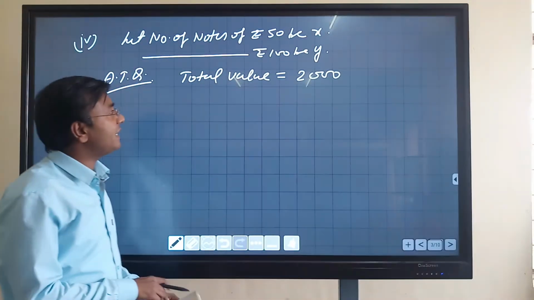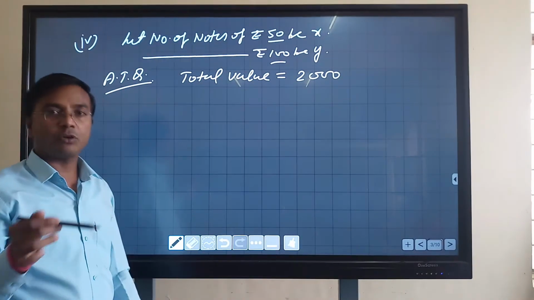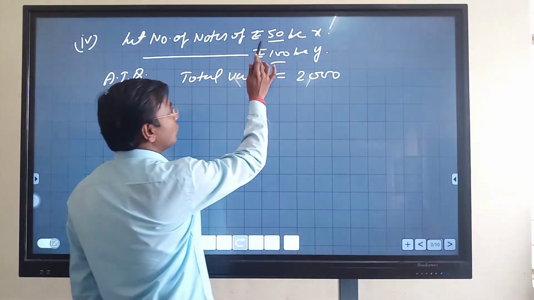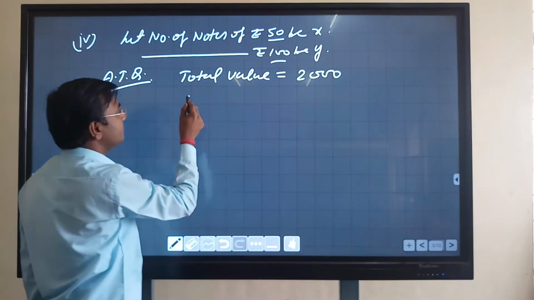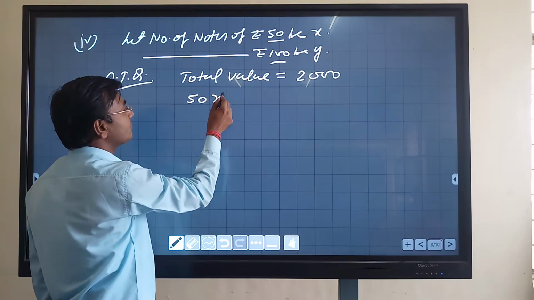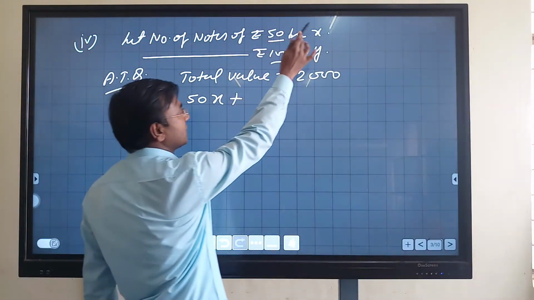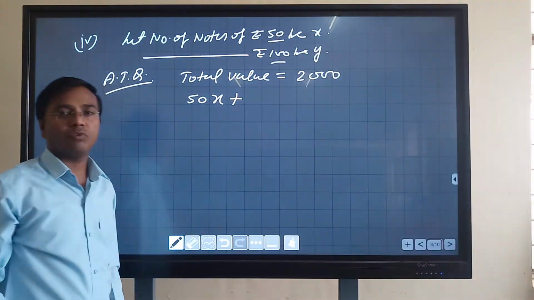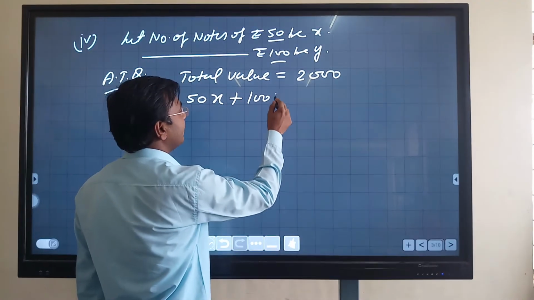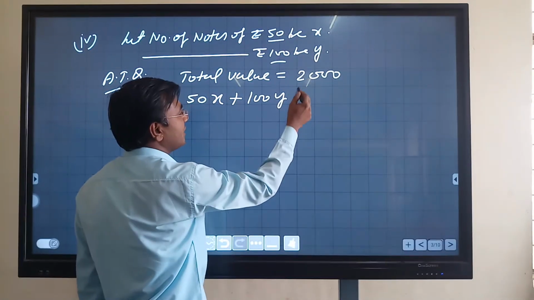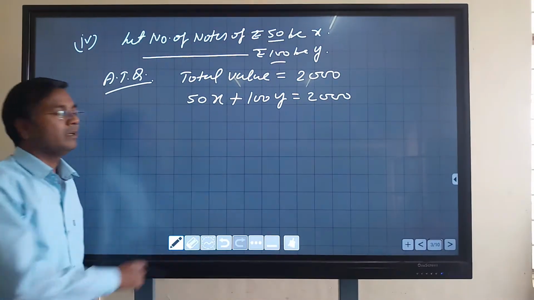2000. And we have two types of notes, rupees 50 notes and rupees 100 notes. In order to find the values, how many notes of 50 are there? x. So what is the value of the rupees 50 notes? 50 into x. Suppose rupees 50 notes are 10, then what is the value? 500 rupees. That we have to multiply. Plus 100 into y, similarly multiplied by 100, equals 2000.